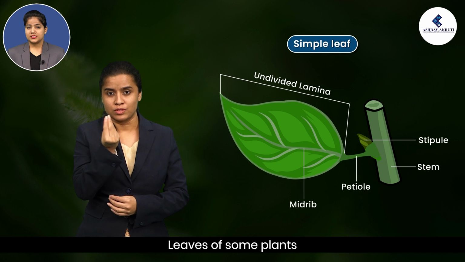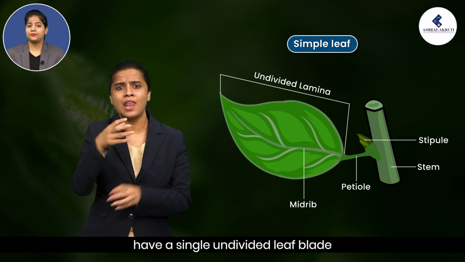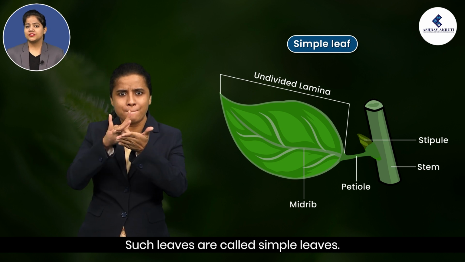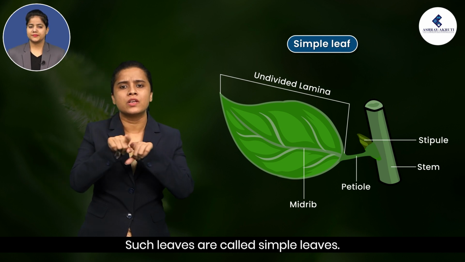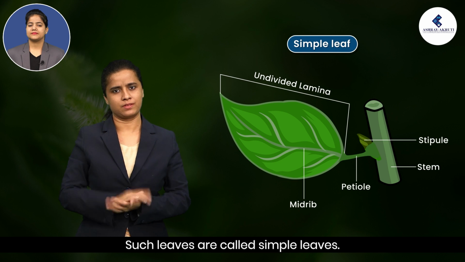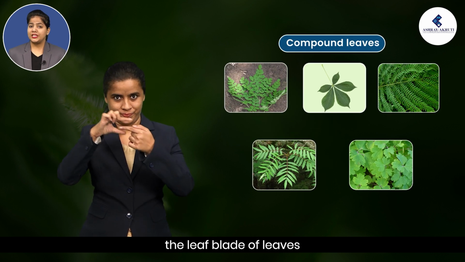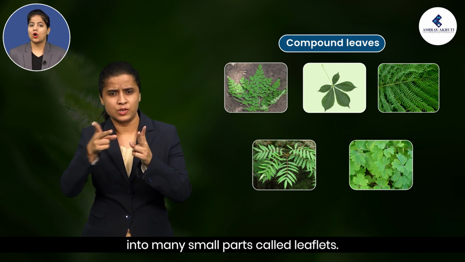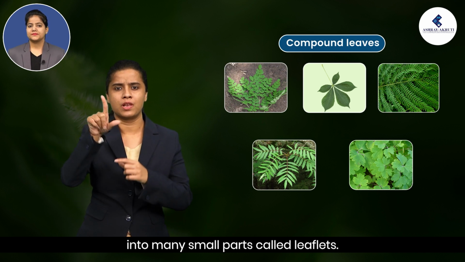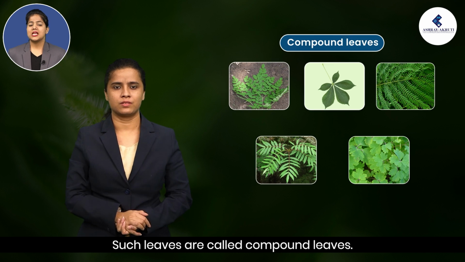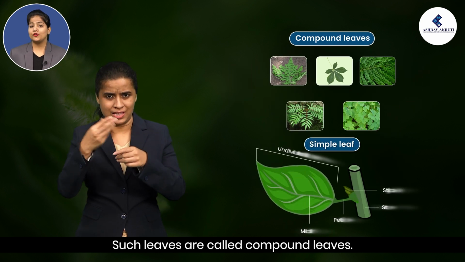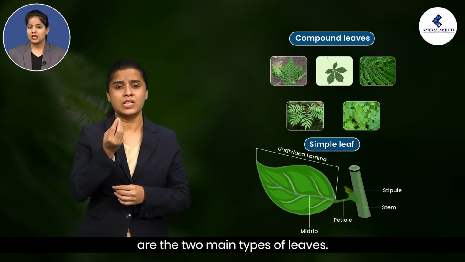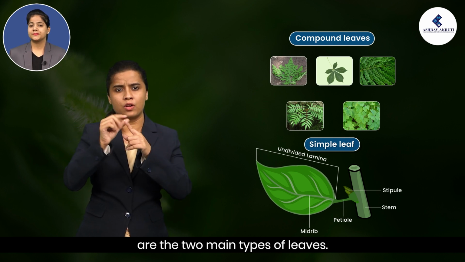Leaves of some plants have a single undivided leaf blade and a single mid-rib. Such leaves are called simple leaves. The leaf blade of leaves in some plants is divided into many small parts called leaflets. Such leaves are called compound leaves. Simple leaves and compound leaves are the two main types of leaves.